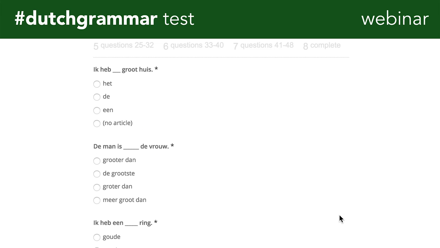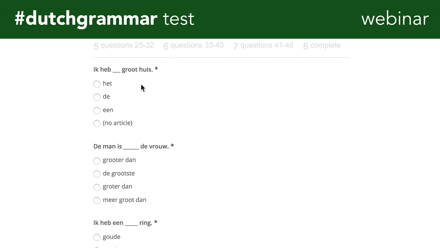Question 1. Ik heb groot huis. We need to choose the article or no article. Well, the last option is not possible. Huis is singular, and only with indefinite plural nouns we don't use articles.